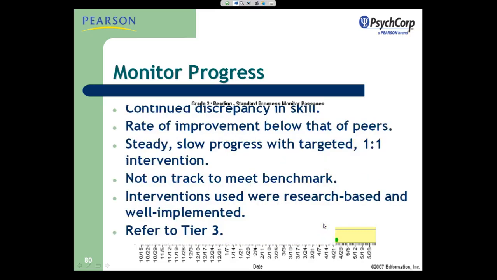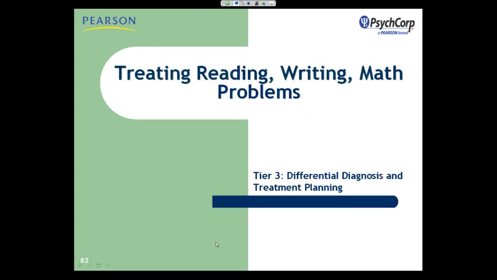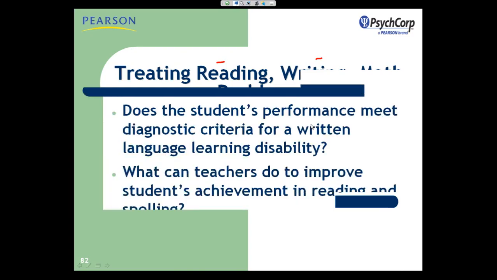Okay. So we used that information to make a decision, and we certainly recognized the steady progress. We also recognized it was slow, and we decided he was not on track to meet benchmark expectations. We referred to Tier 3. Tier 3 will allow you to differentially diagnose, especially if a child is struggling with reading and writing. Is it because of the written demand of those 2 activities, reading and writing? Is it because of the vocabulary demand for writing? Is it because of the output demand?